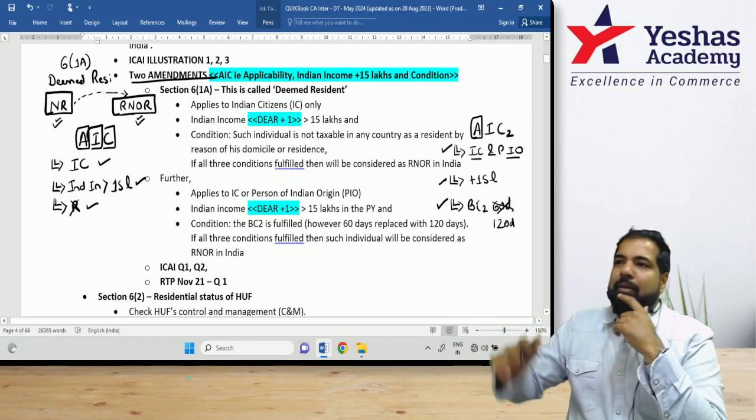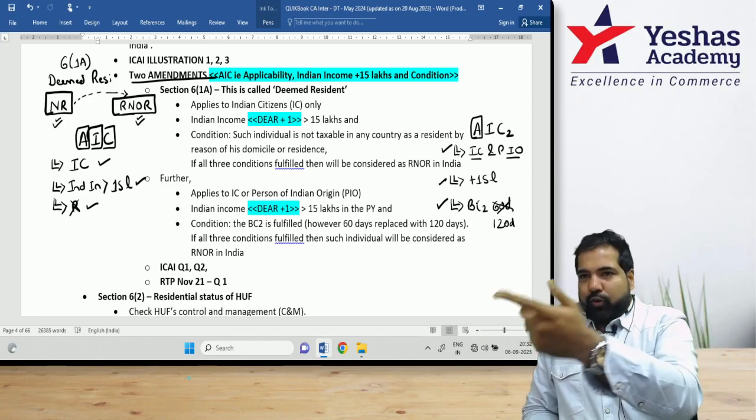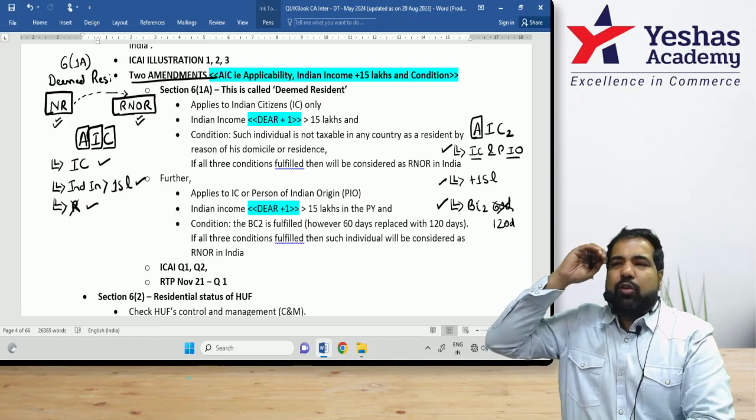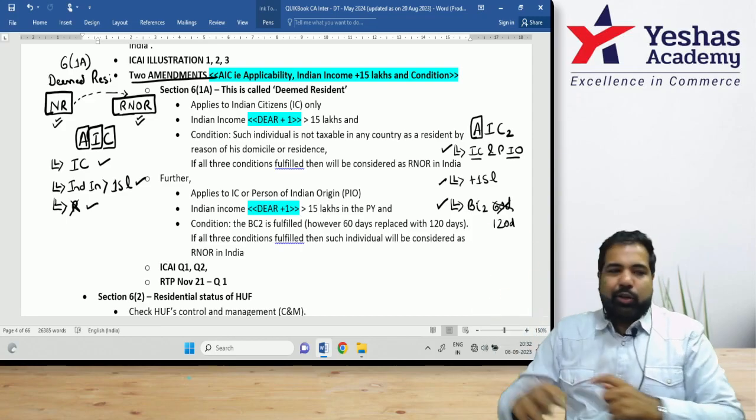You will check for the amendments when? When, of course, it's a non-resident having Indian income more than 15 lakhs. Otherwise, don't even look at it. Don't even think about it. Are we okay, guys? Yes.